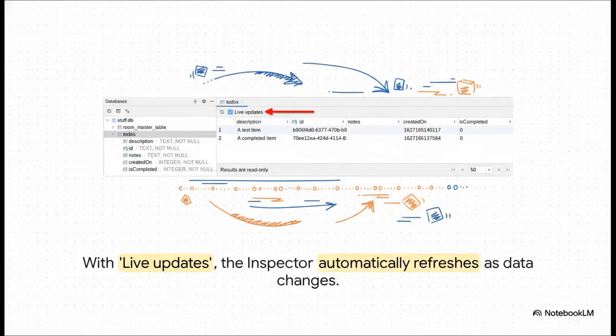And it gets even better. See that little Live Updates checkbox? Oh man, this is where the magic really happens. When you tick that box, the inspector will automatically refresh itself every single time your app makes a change to the data. You can tap a button in your app and literally watch the new row appear in this table. For debugging, this is an absolute lifesaver.